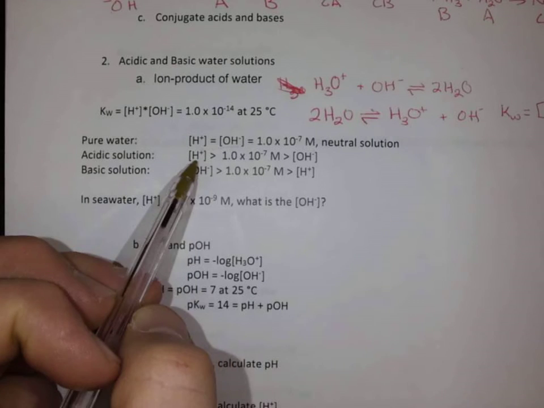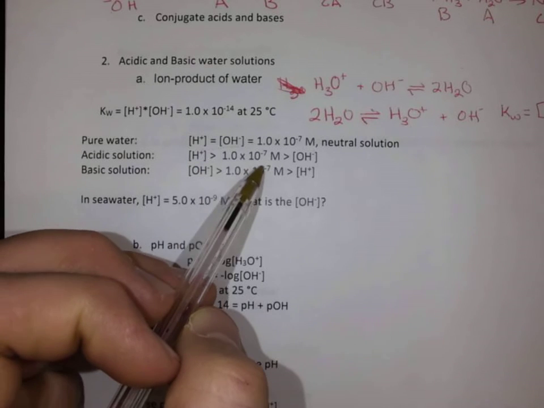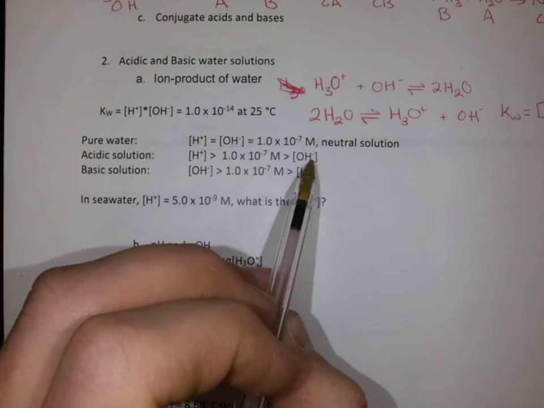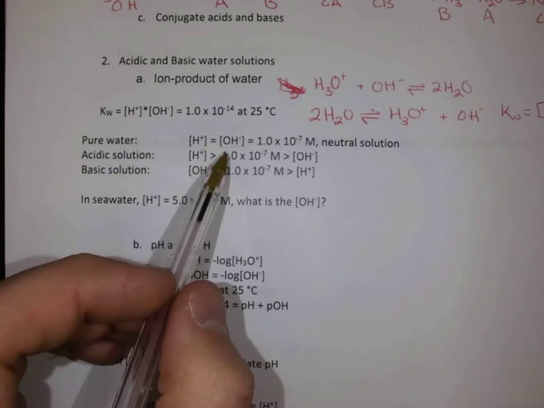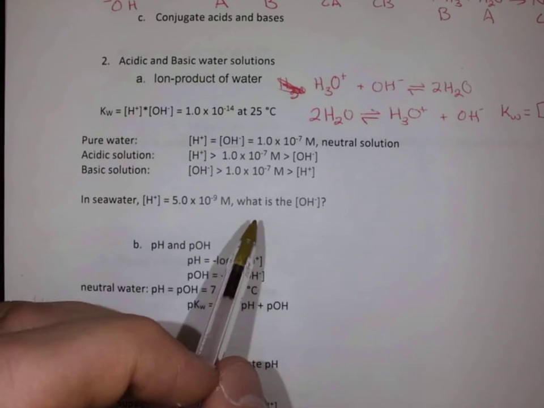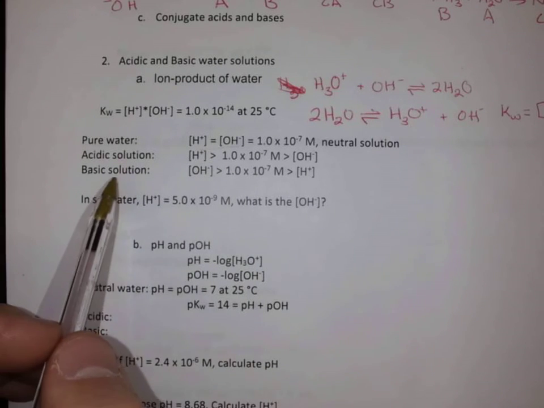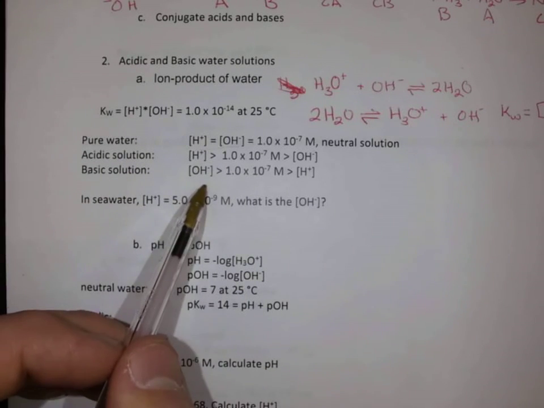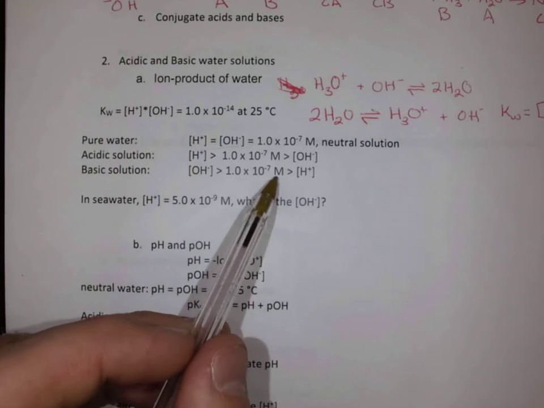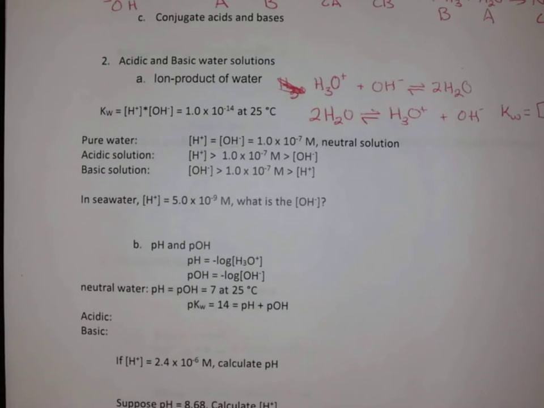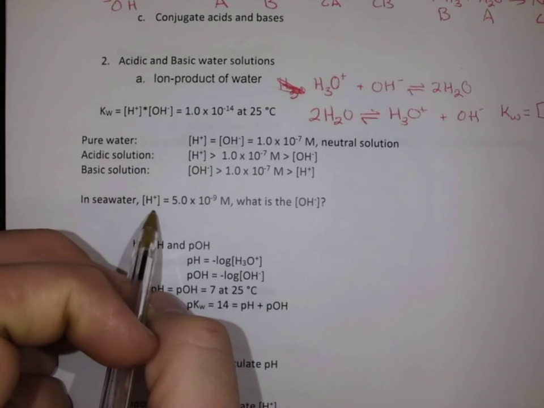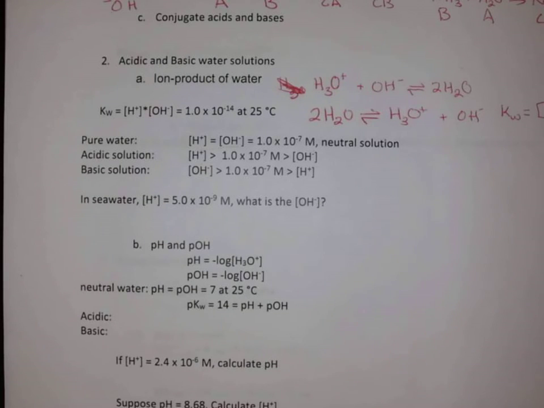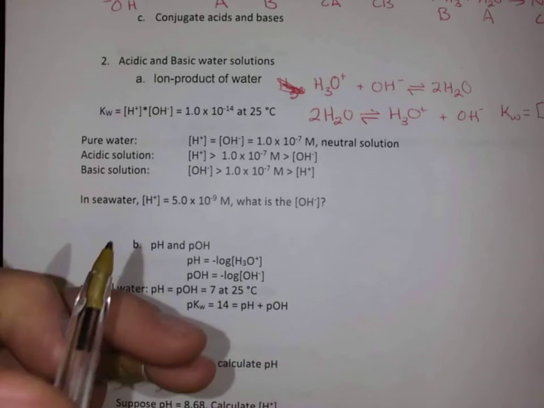So the H plus concentration is going to be greater than 1 times 10 to the minus 7th and greater than the OH minus concentration, okay? Again, these concentrations are at 25 degrees C. For a basic solution, our OH minus concentration is now greater than our H plus concentration, okay? So if we know the H plus concentration, we should be able to calculate the OH minus concentration, right?